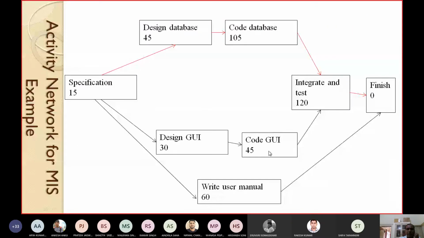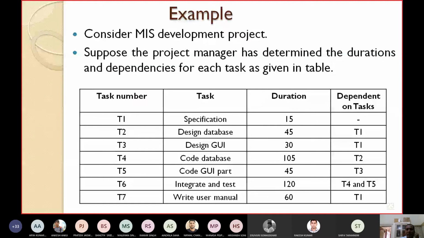Then what will start after T4 and T5? What is the predecessor? T4 and T5. Its successor is which one? T6. So T6 can be started immediately after T4 and T5 are over. What is T6? Integrate and test. So T6 can be started only after T4 and T5 are over.